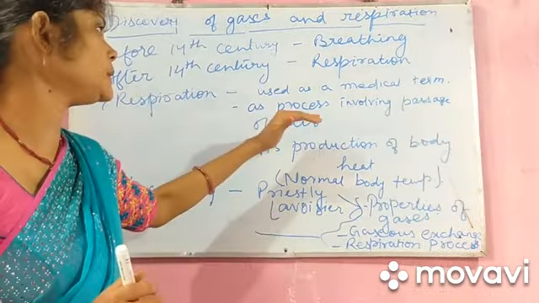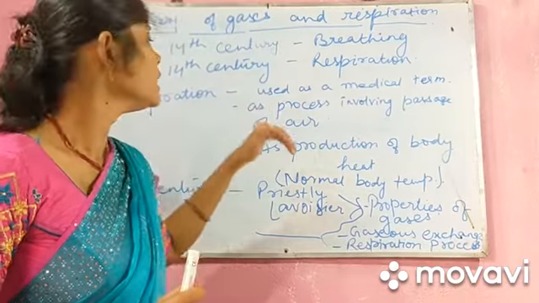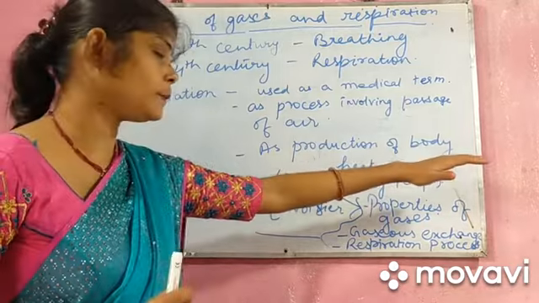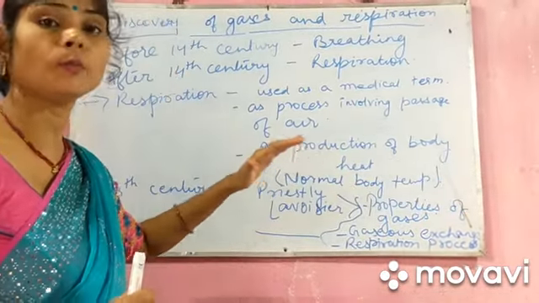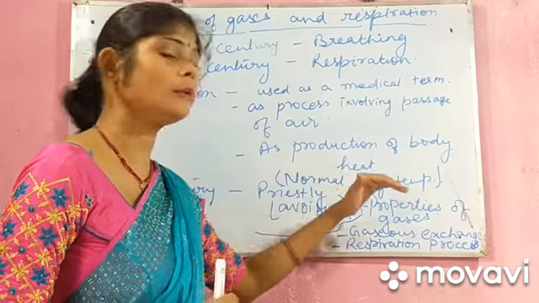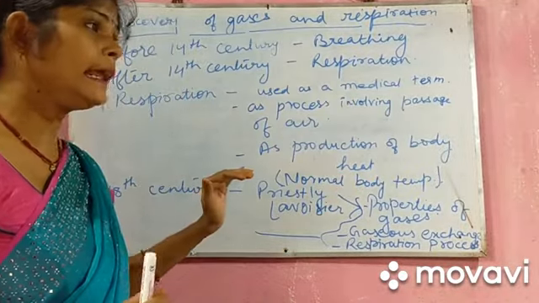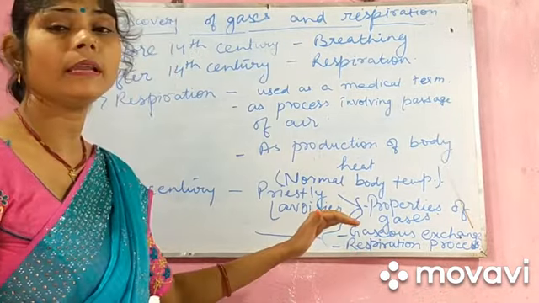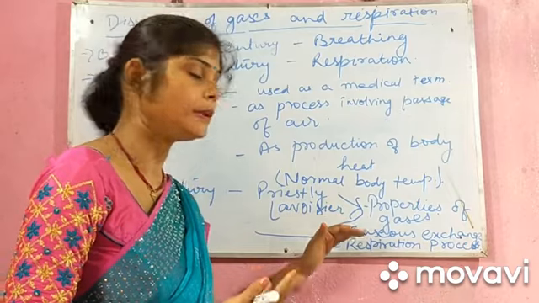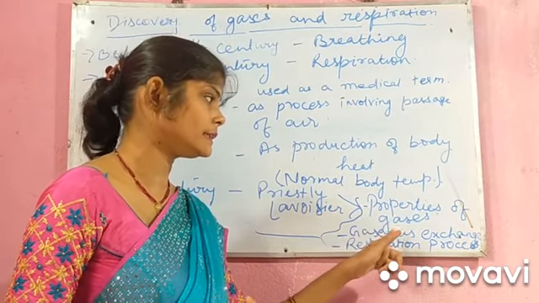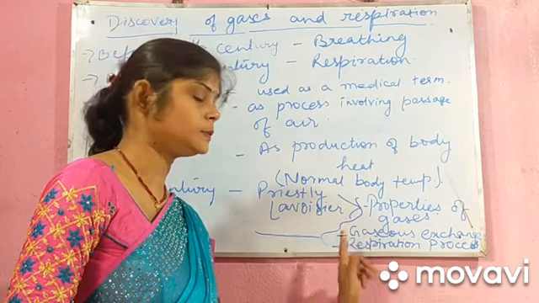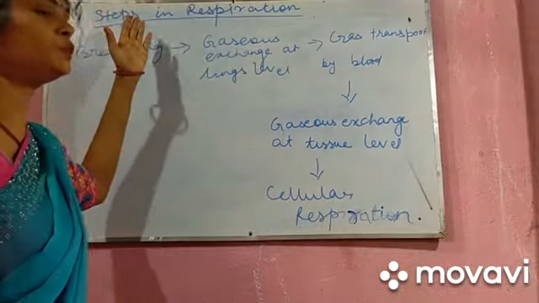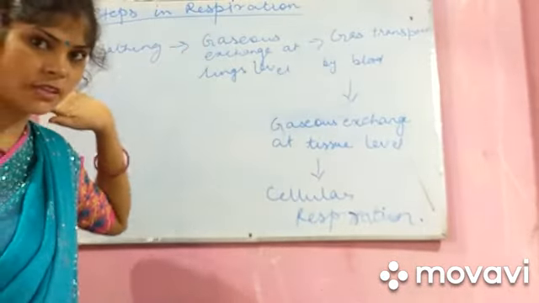They were knowing that respiration is involving passage of air. They knew that respiration is helpful in the production of body heat. Body heat means maintaining normal body temperature. But in the 18th century, two scientists came forward, Priestley and Lavoisier. They have done many experiments, and then they have given us the properties of gases, gaseous exchange, and the respiration process. So, students, now we will read about the steps which are involved in respiration.